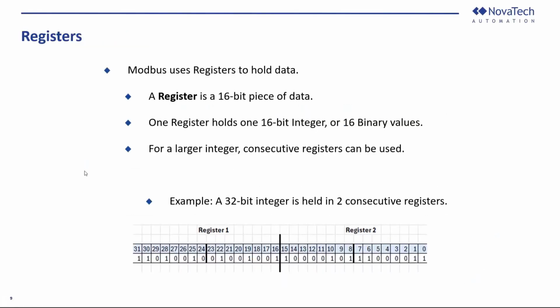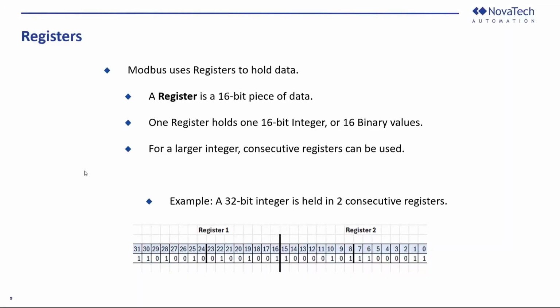Modbus uses registers to hold its data. They are 16-bit registers. It can be looked at as holding a 16-bit integer or 16 binary values. There are also single-bit registers, which are coils and binary inputs.